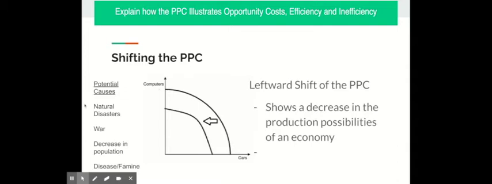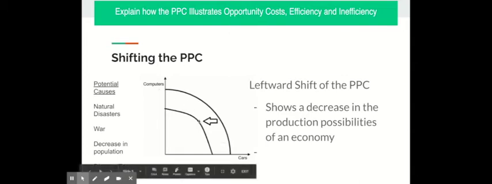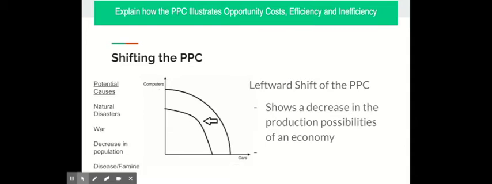Potential causes here could be natural disasters. If you had a hurricane, you would probably have a destruction of natural resources or maybe capital goods like factory equipment that was sitting there. You would then no longer be able to make as many cars and computers, period, because we had destruction of factories or maybe people died and we don't have as many people available to work. Same idea here. A war would obviously destroy capital goods and factory equipment as well as take lives. You wouldn't be able to make as much stuff even with the same full employment.